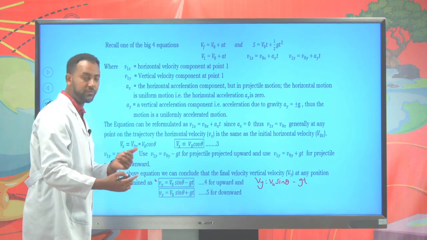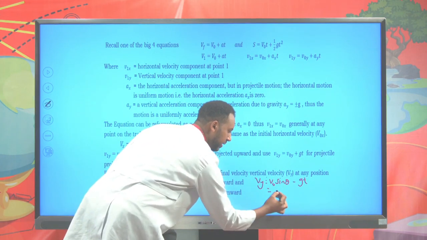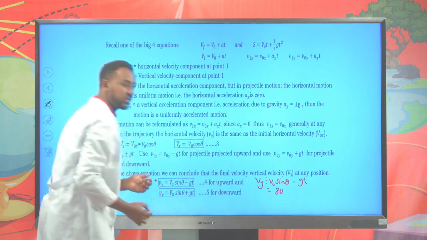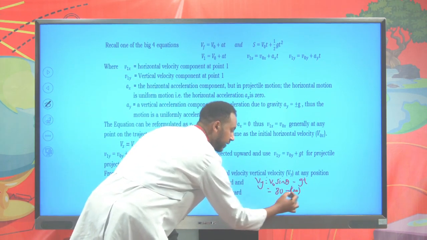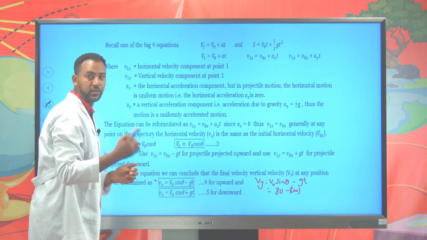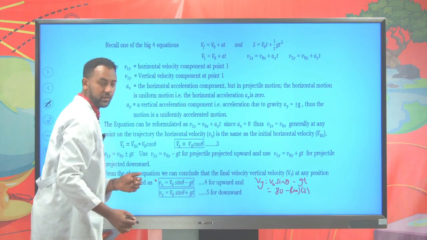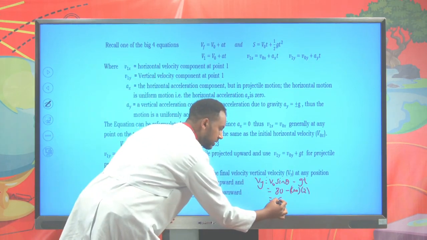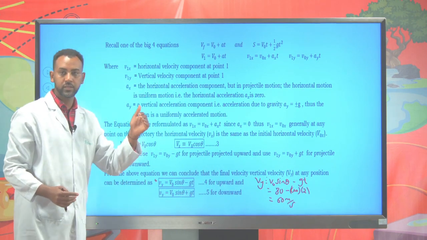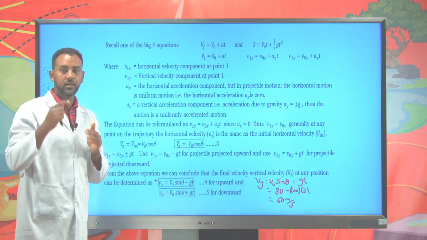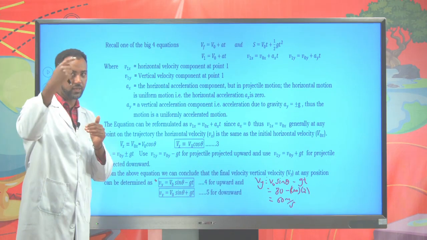The time given is 2 seconds. When we put the initial velocity component, which we have already found to be 80 meters per second, minus gravity, which is 10, times 2, it is 20. 80 minus 20 gives you 60 meters per second. Now look, the vertical component gradually decreases. After 1 second, it becomes 70. After 2 seconds, it becomes 60. After 3 seconds, it becomes 50, and so on.